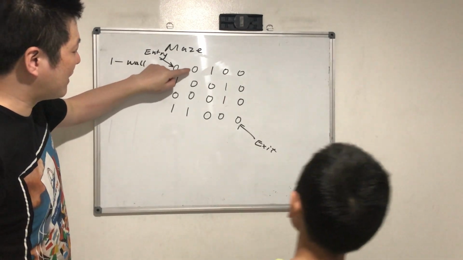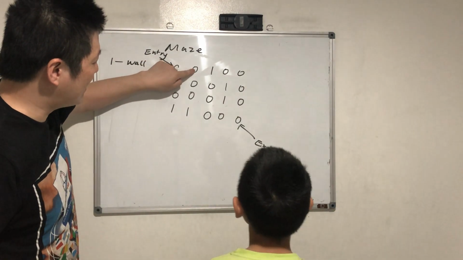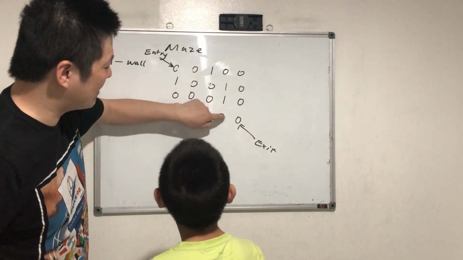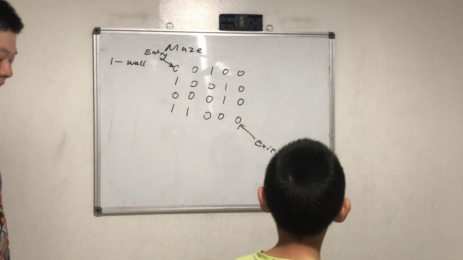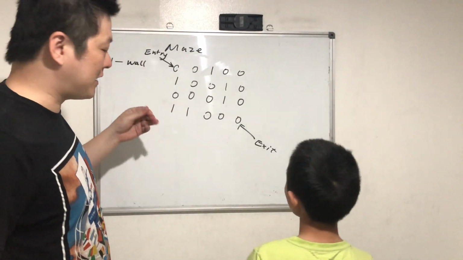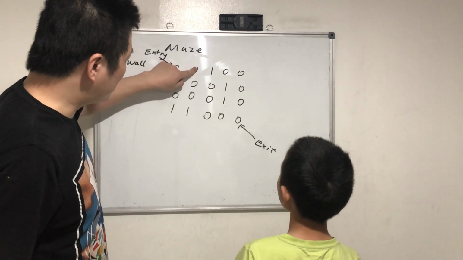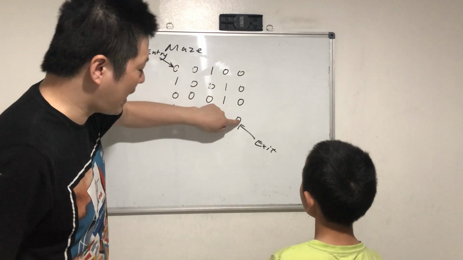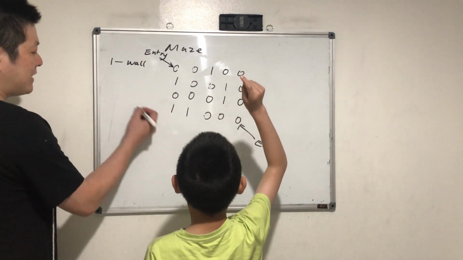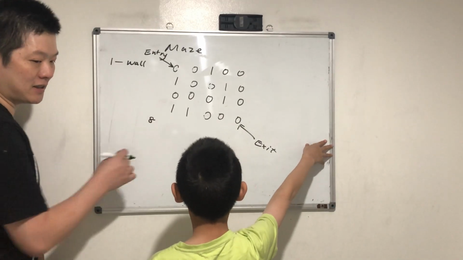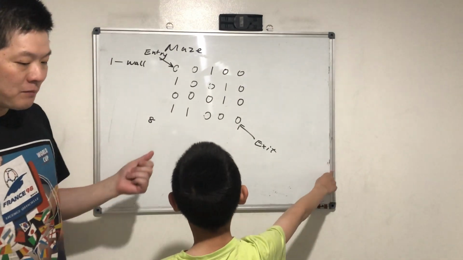So here, look, you can go here, go here, go here, go here. So what's the shortest distance? 1, 2, 3, 4, 5, 6, 7, 8. So 8 steps is the shortest distance. That's what we're trying to find out.